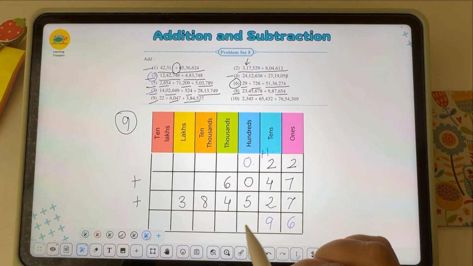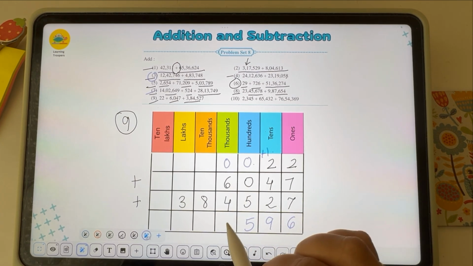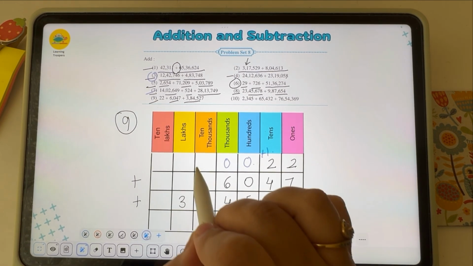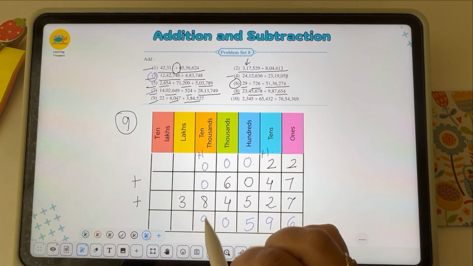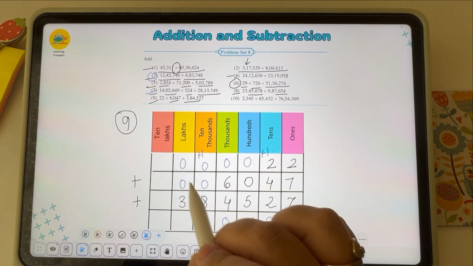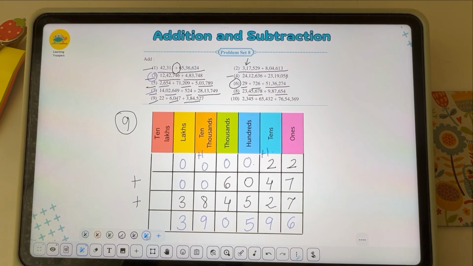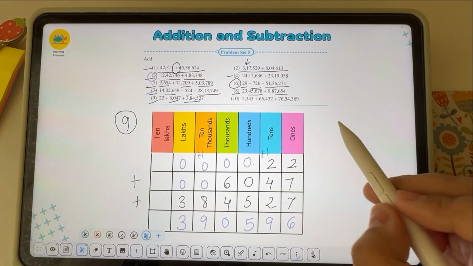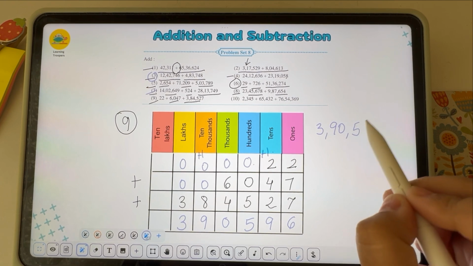0 plus 5 will be 5. 0. 0 plus 6 plus 4 will be 10. Write 0 below, carry over 1. 1 plus 0 plus 0 plus 8 will be 9. And in the next place, there is nothing here, so 0, 0 and 3. 3 plus 0 is 3. So the answer to problem 9 is 3,90,596.